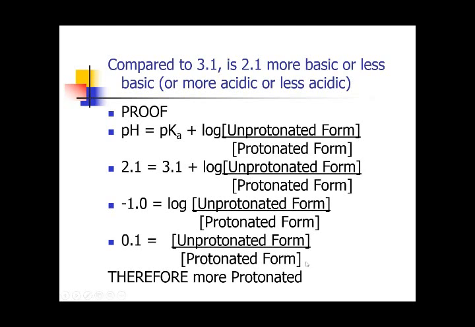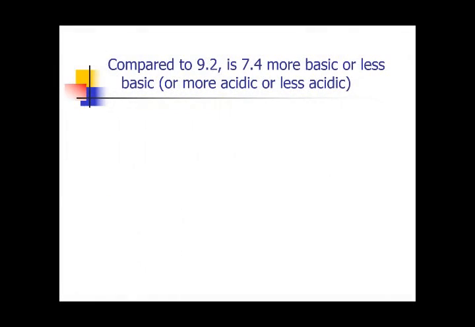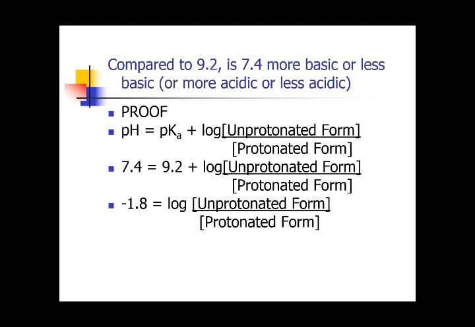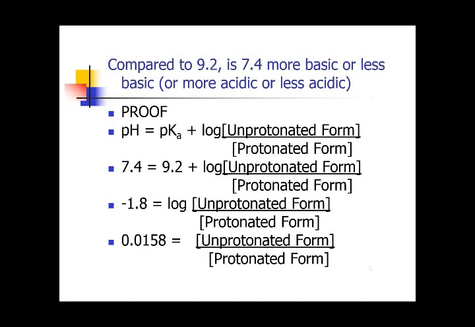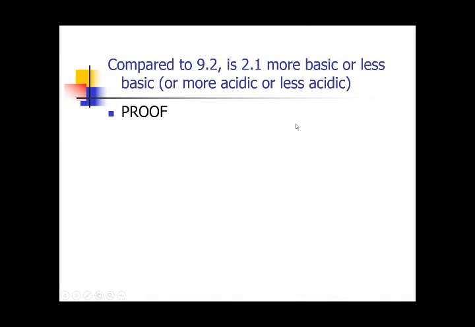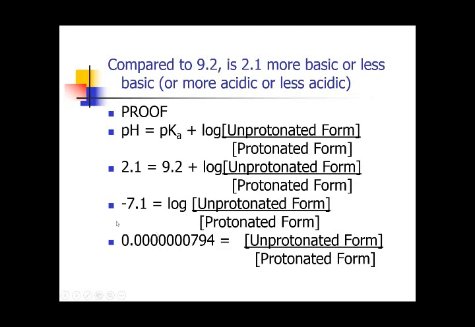The other values were 9.2 and 7.4. Again, we'll just go straight to the quantitative versus qualitative, and you should have much more protonated versus unprotonated. And again, with the stomach, now we're going to a huge difference when comparing 9.2 down to 2.1. Huge difference. And again, you end up with 0.000, a whole bunch, unprotonated versus protonated. So there's much more protonated.